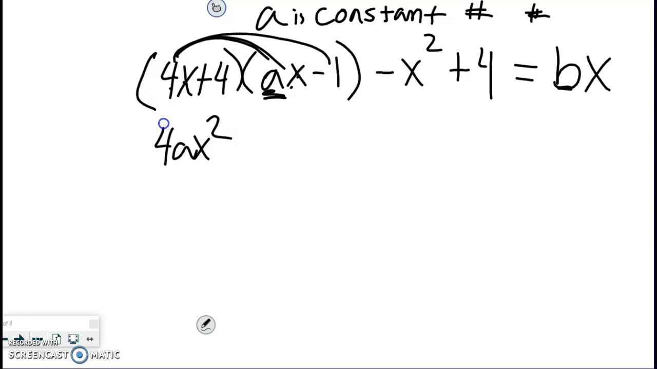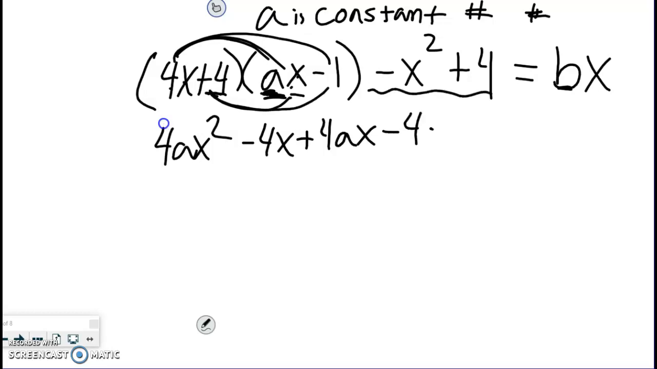All right, now we have 4x times negative 1, which gives us negative 4x. We have positive 4 times ax, same thing here. If this were a 3, we'd do positive 4 times 3 and then carry the x with us. So we have positive 4 times ax, which is going to give us positive 4ax. And positive 4 times negative 1 is going to give us negative 4. And then we still have all this stuff left over. So minus x squared plus 4, all equal to bx still. Okay.